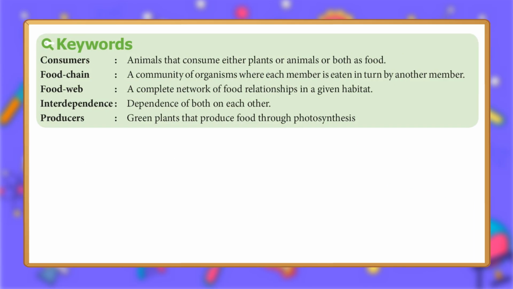Keywords. Consumers: animals that consume either plants or animals or both as food. Food chain: a community of organisms where each member is eaten in turn by another member. Food web: a complete network of food relationships in a given habitat. Interdependence: dependence of both on each other. Producers: green plants that produce food through photosynthesis.